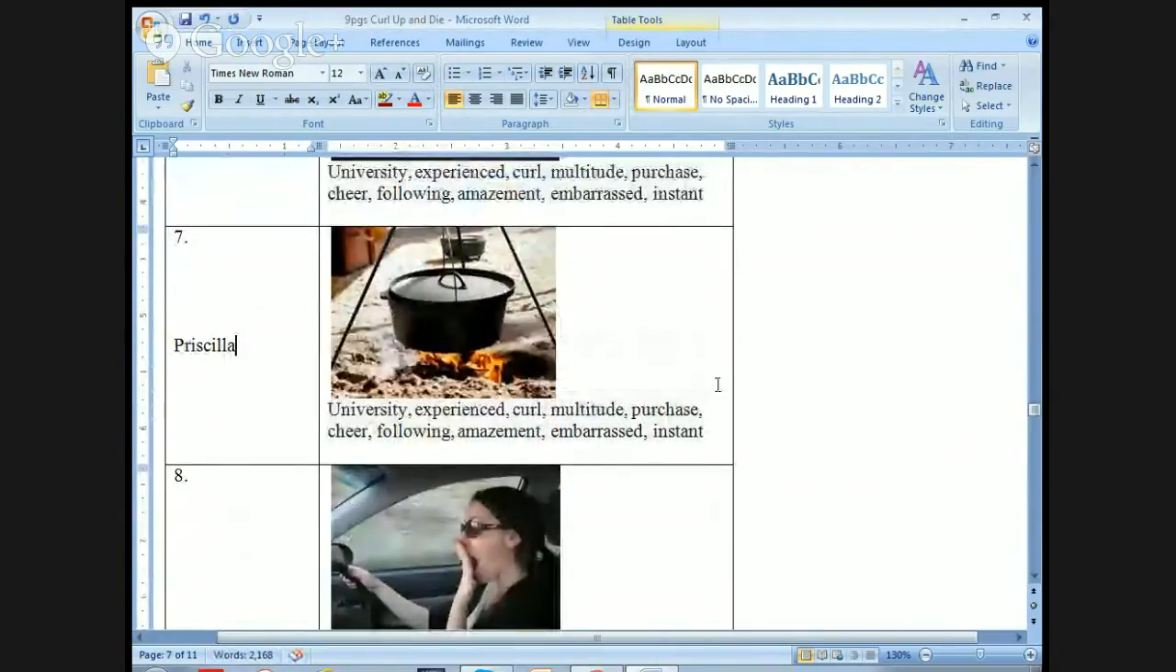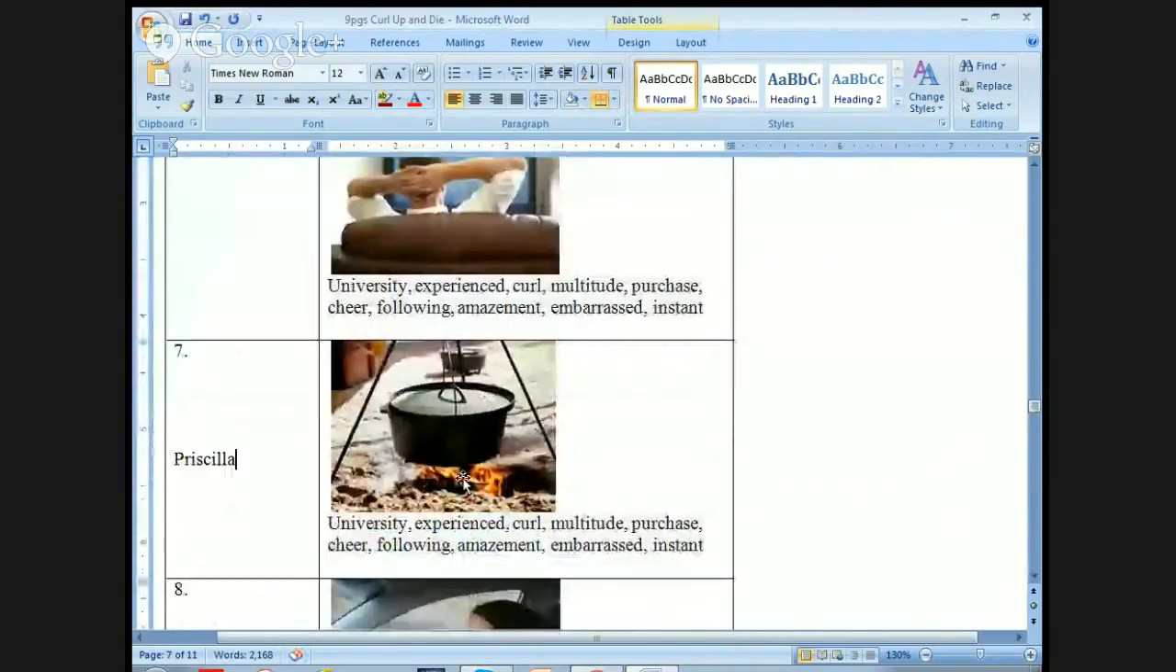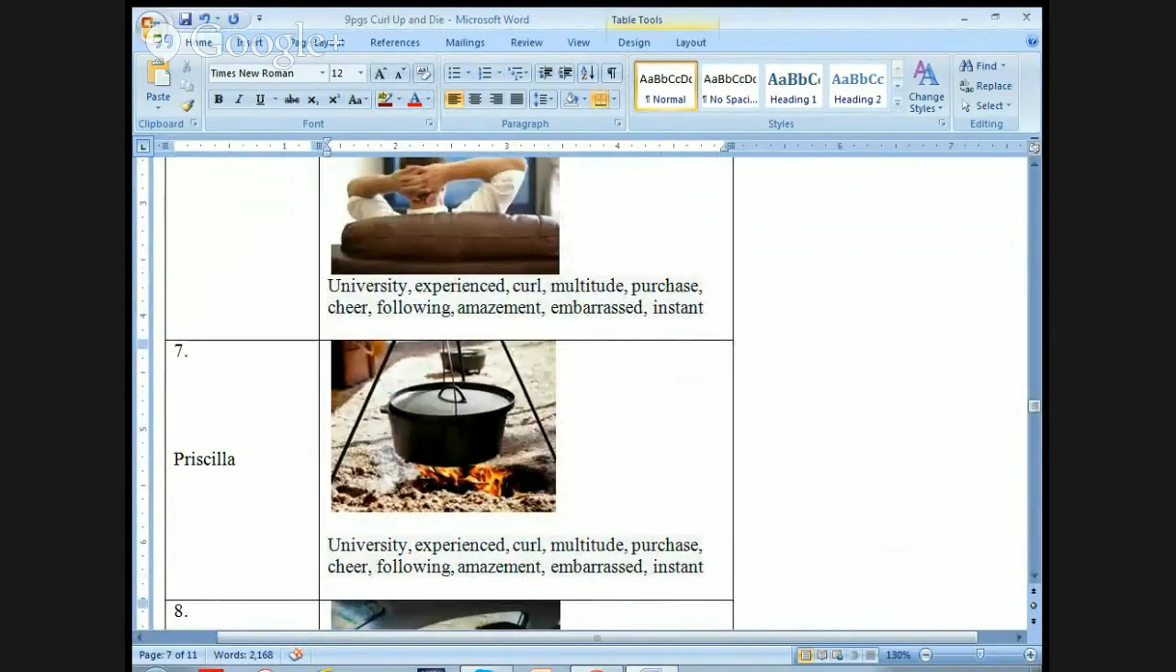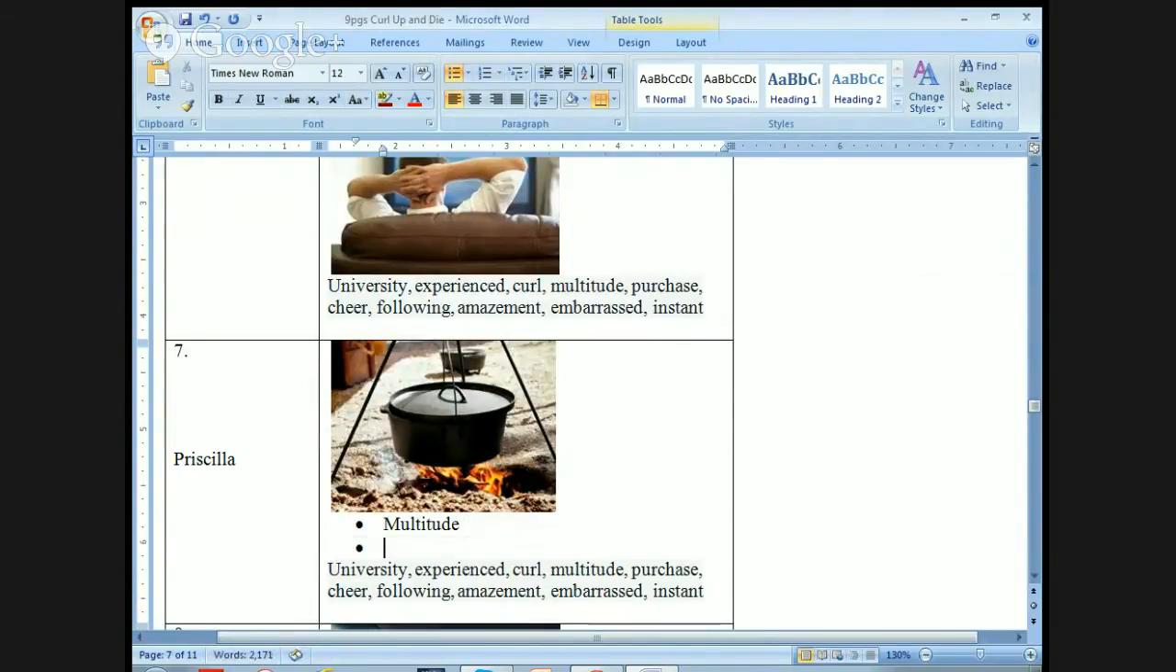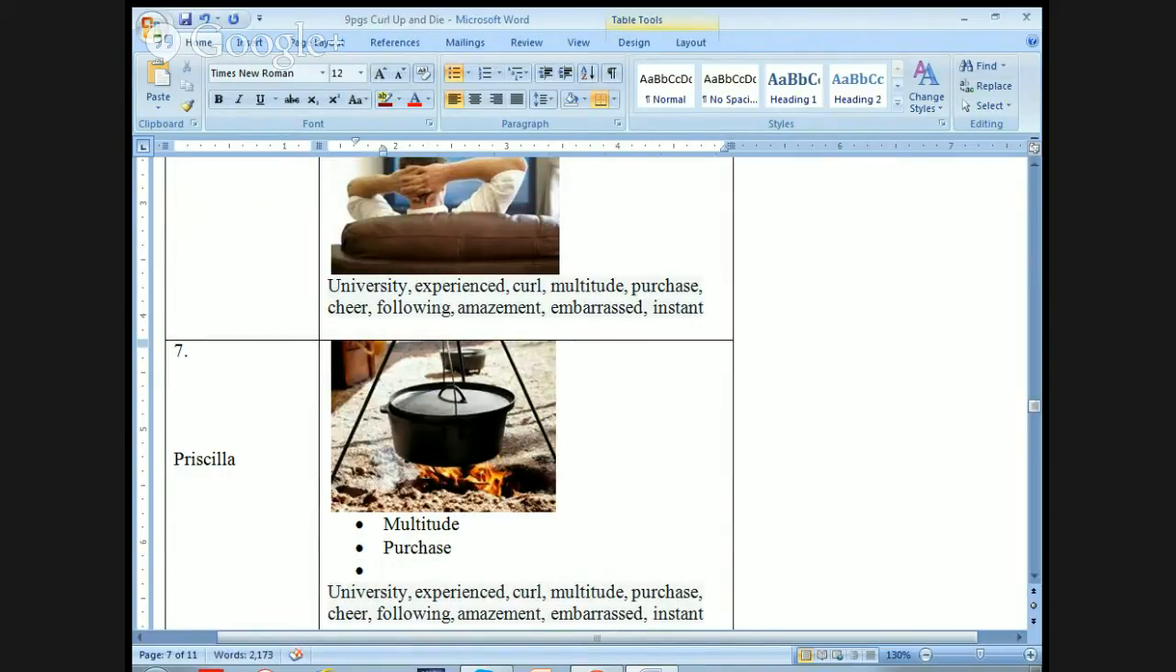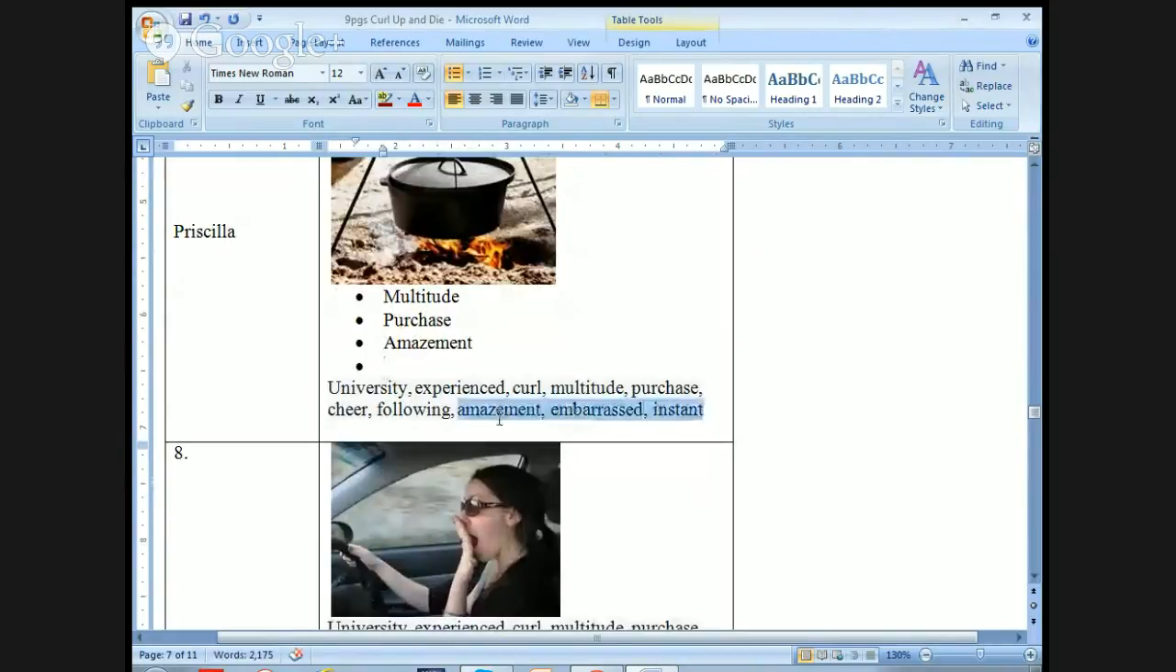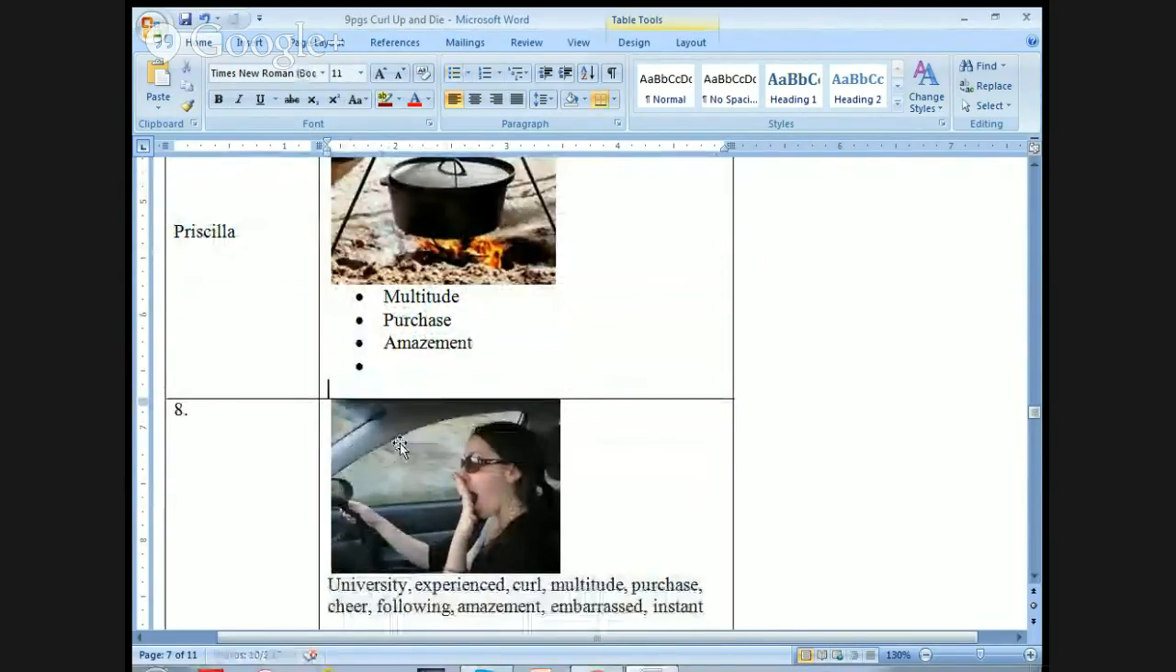Mine's first. These words are all here for everybody. The same words are throughout. And these are the words that were used in our scenario of curling up and die. I'm going to choose three of these words. I'm going to choose multitude. I'm going to choose purchase. I'm going to choose amazement. And now I'll ask you all to give me a word, if you can. But I'd like for you to do it very quickly. A word that was not in the story. It could be a vocabulary word that you're trying to learn how to use. It could be something that you just heard today and you just want to see how I might use it. Or you can pass.